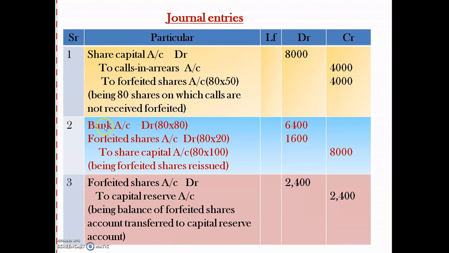Next see the new entry, that is bank account debit, forfeited shares account debit to share capital account. Okay, fine. Now see here how to calculate the amount. See here, bank account debit. In this column, we have to write the amount. Mr. Sunil was forfeited. He failed to pay the 80 shares. And here the company reissued these 80 shares to Mr. Karthik, that is 80 per share. Multiply both, it will come 6400.